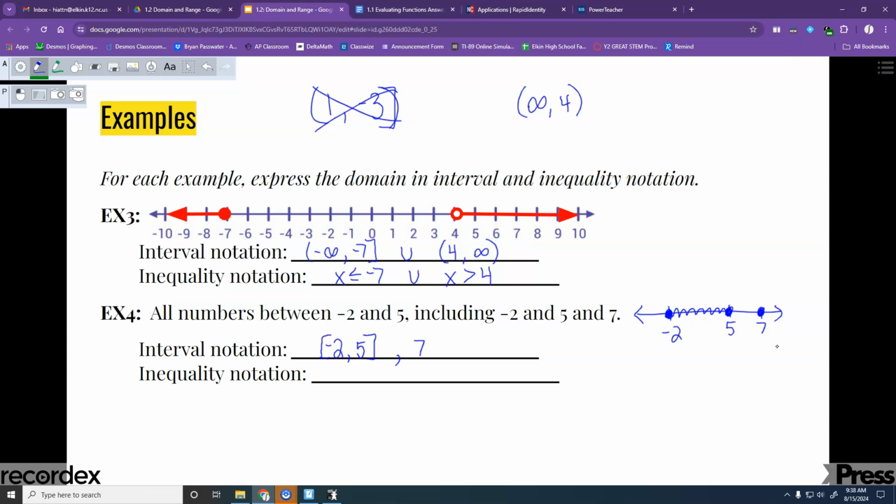For inequality notation, when you have in-between stuff, between two numbers, what you want to do is put your lowest number first. You're going to use less than signs every time. You're going to have lowest number, less than x, less than highest number. So negative 2 less than x, less than 5. Should I make these less than or equal to? Yes, because they're included. So we want to make them less than or equal to. So that takes care of the negative 2 to 5 part. And then we'll just put union x equals 7 at the end.